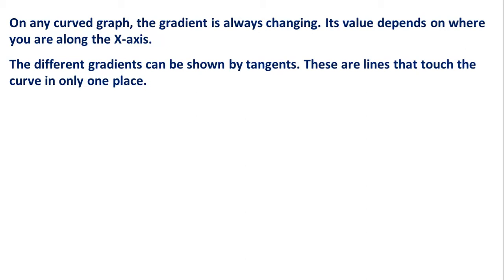We have to draw the tangent at every point on that curve so that we can measure the slope or gradient of that tangent. Means in short, to find out the slope of the curve at every point, we have to draw the tangents, and these are the lines that touch the curve in only one place. That's why if you get the slope of the tangent at that particular point, then you will get the slope of that curve at that particular point.